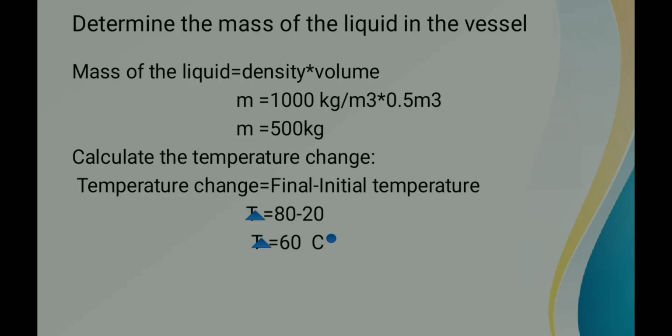First, we determine the mass of the liquid in the vessel. The mass of the fluid is equal to density times volume. The density of water is 1000 kg per meter cube, and the volume we convert into meter cube, so 0.5 meter cube. Multiplying, we get mass equal to 500 kg. Now we have to calculate the temperature change. The temperature change is equal to final temperature minus initial temperature, so 80 minus 20 is equal to 60 degrees Celsius.